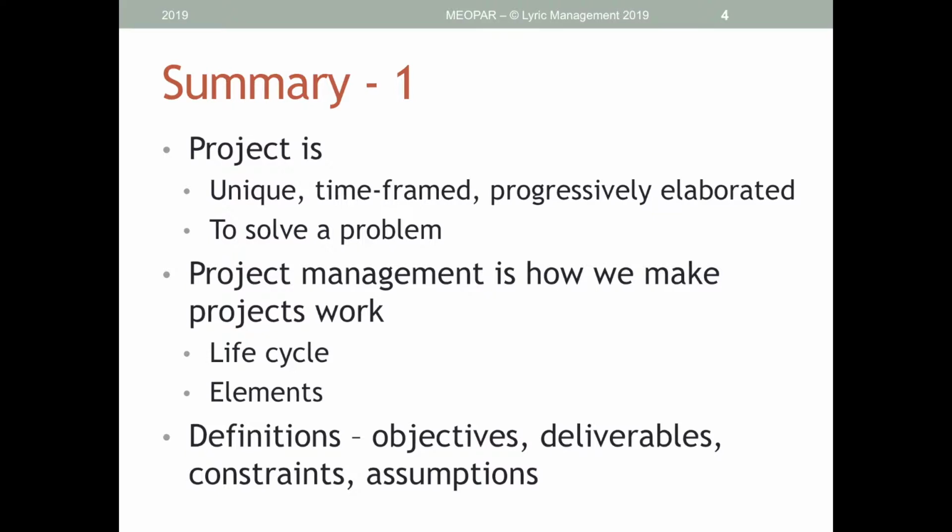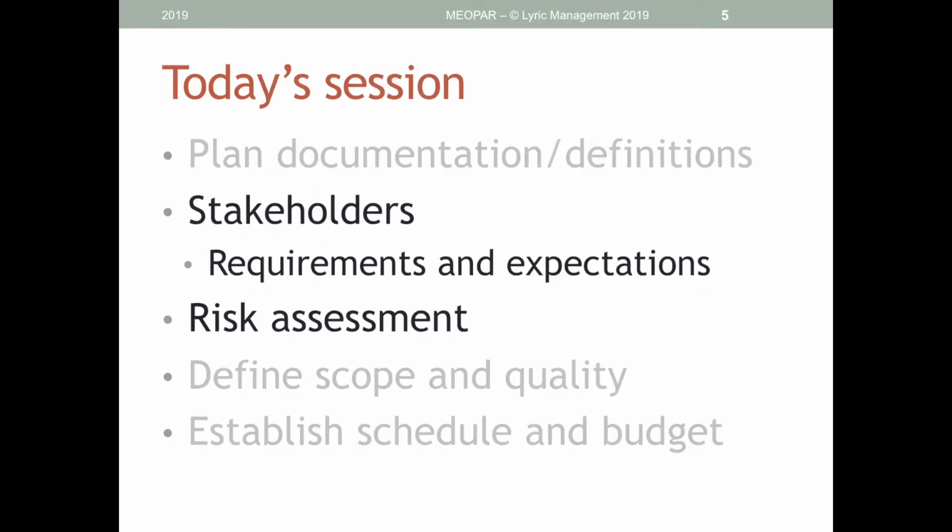Project management looks at a project lifecycle as going from initiating to planning, controlling and monitoring, execution and closing. And there are 10 elements to project management that we will be considering throughout the life of this workshop. We lastly looked at some key definitions, including objectives, deliverables, constraints, and assumptions. And those key items will continue to be relevant for the rest of the discussion in the course. Today, we're going to focus on stakeholders and particularly defining their requirements and expectations, and then we'll look at doing a risk assessment, all as part of the planning of a project.